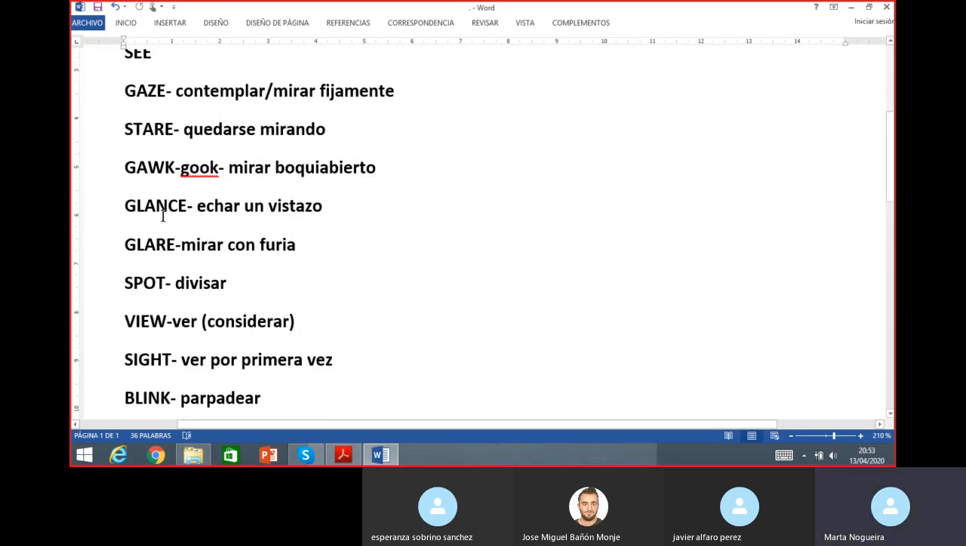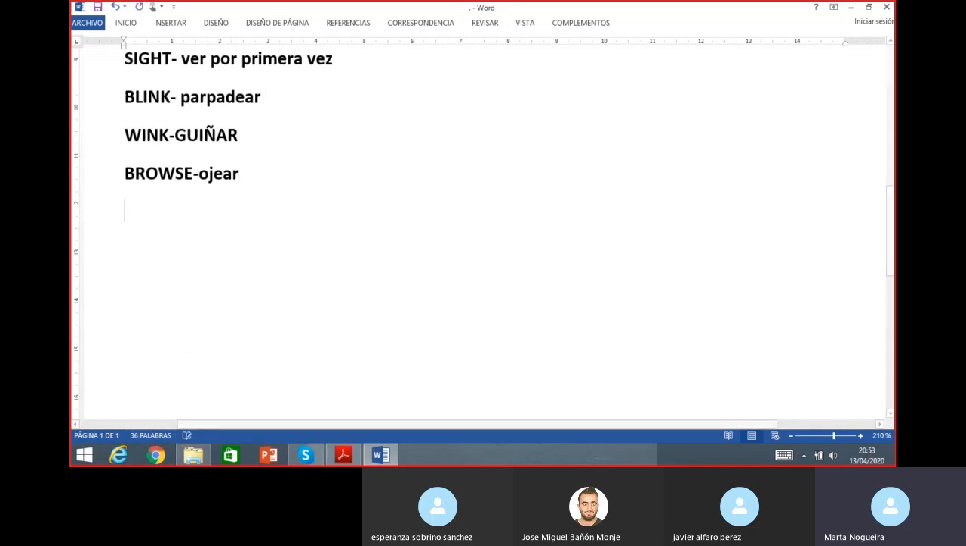Echar un vistazo, es como glance. Lo mismo un poco. Pero quedaos con lo de browser, no sé si os suena lo de... Esto es un browser. Que sale en inglés, si lo tenéis en inglés. Frown, let's see, frown. Frown suena muy español. A fruncir, a mí me suena. A fruncir el ceño.